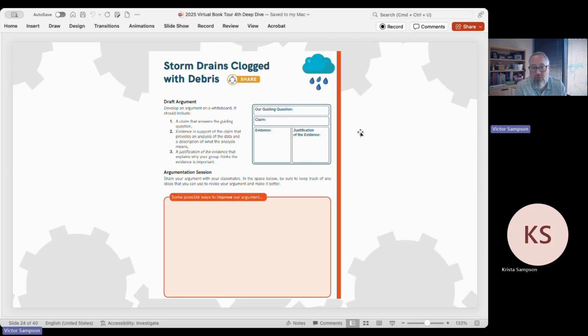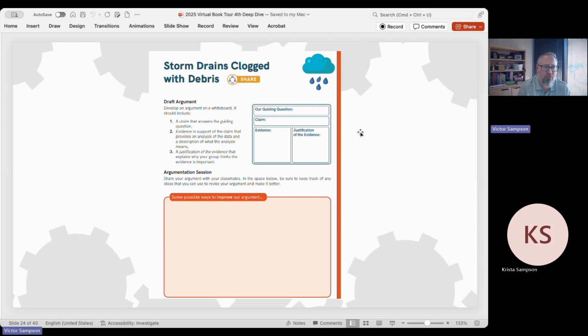At the end of that stage, they should have an answer to the question, which is, why do these drains become clogged with debris? So what we want from each group is to create an argument that they can use to share what they figured out. We have students do these on whiteboards.